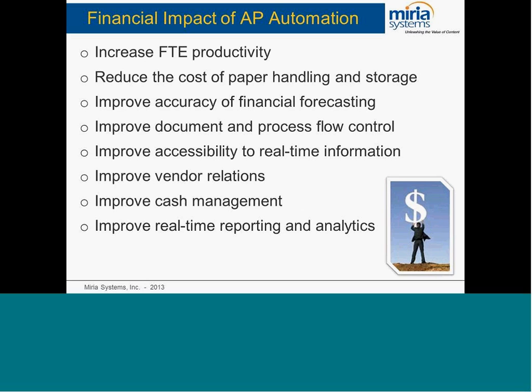The cost of paper handling and storage. Get to a full electronic capability to store this as opposed to sending boxes to Iron Mountain on a monthly basis. Improve the accuracy of the financial forecasting, which has a direct financial impact. Docket process and flow control has financial impact.